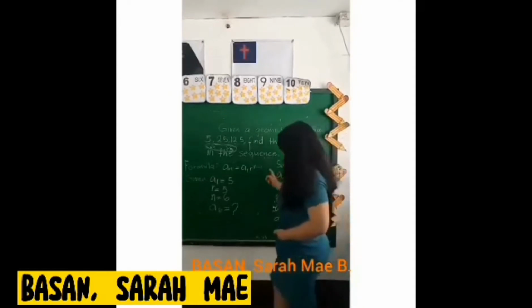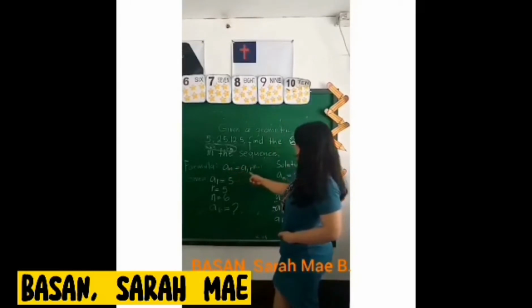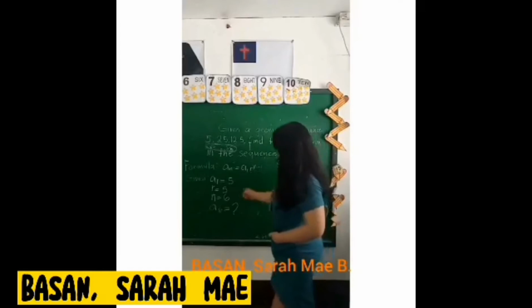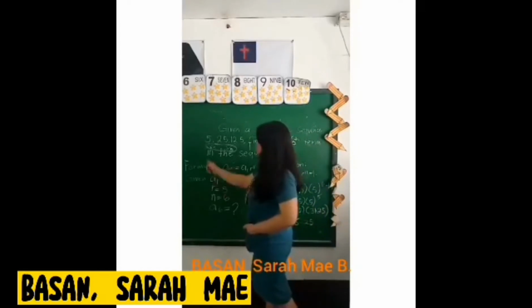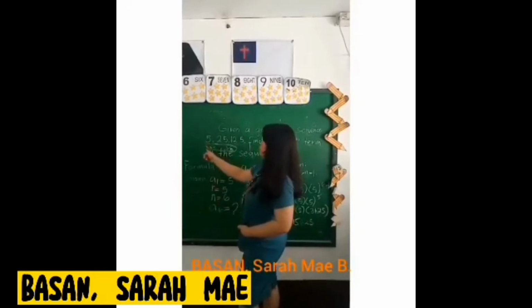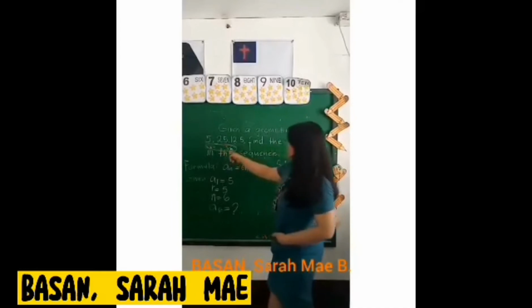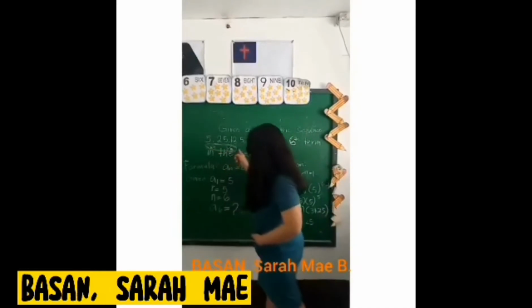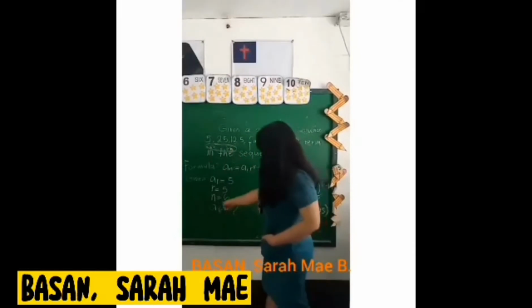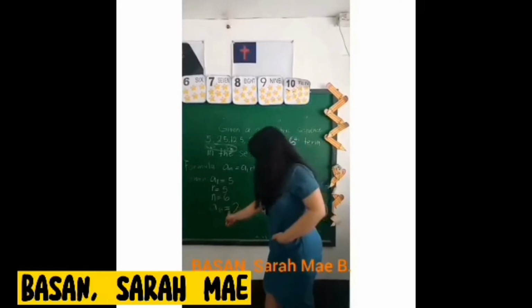So here is the formula for the geometric sequence: a sub n equals a sub 1 multiplied by r to the n minus 1. So a sub 1 equals 5. r is 5 because we need to multiply by 5. 5 times 5 equals 25. 25 times 5 equals 125. So this is what we call the common ratio. n is 6, and a sub 6 is unknown.